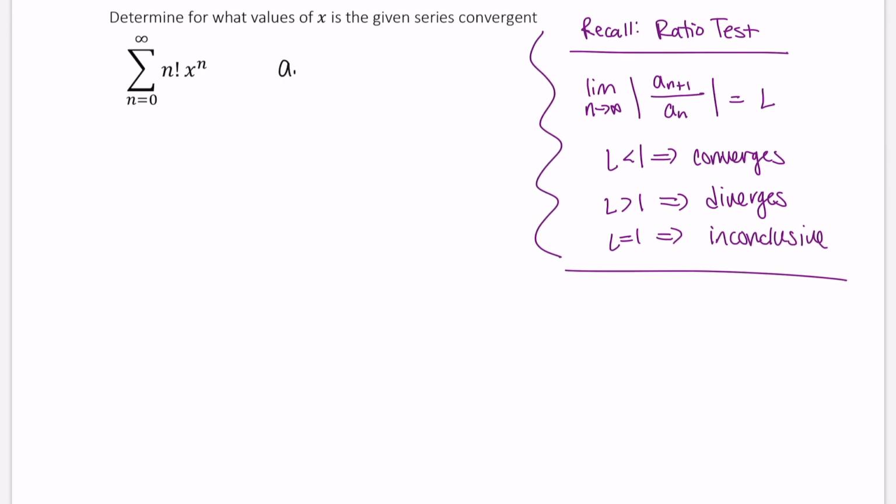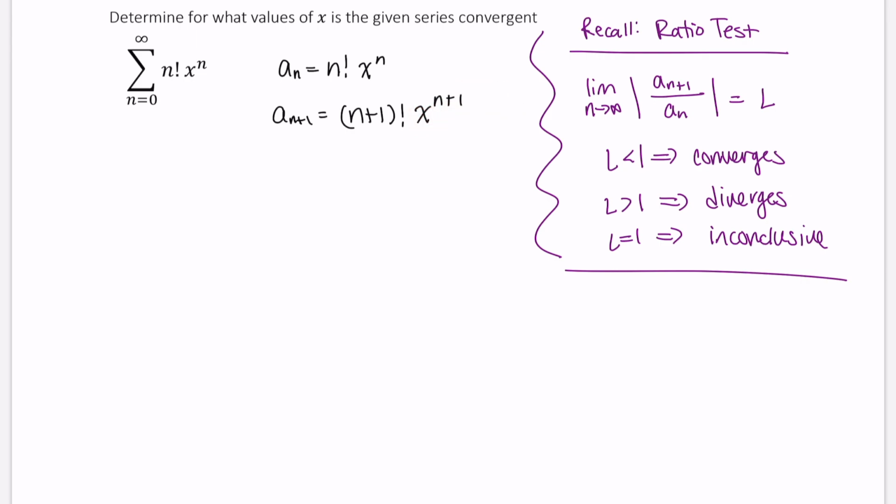Okay, so a sub n is equal to n factorial over x to the n, times x to the nth power. The next term, the nth plus 1 term, is n plus 1 factorial. Notice I'm just taking this n here, and wherever I had an n, I'm replacing it with an n plus 1. So now I'm going to have an x, and instead of writing an n here, I'm going to write n plus 1.